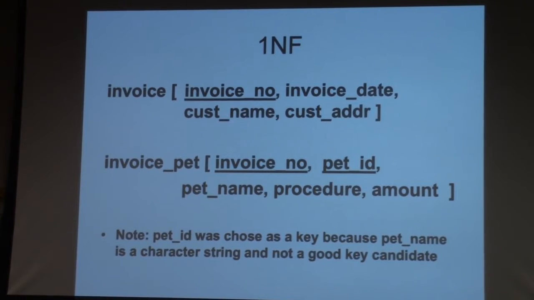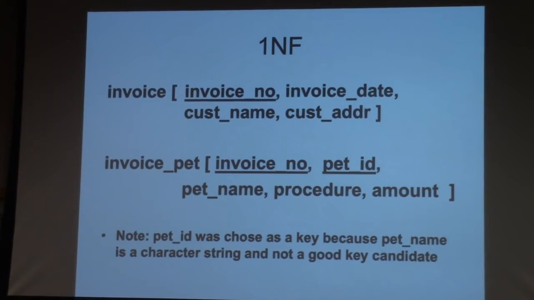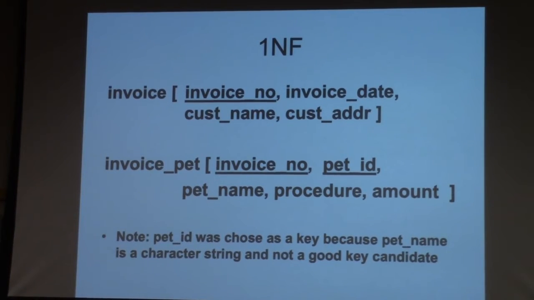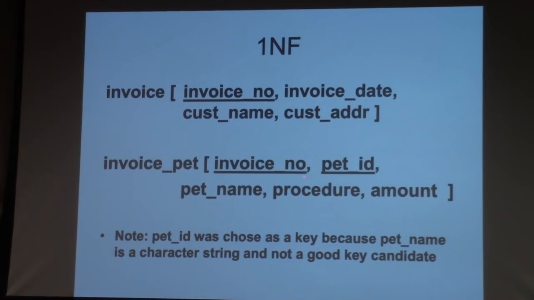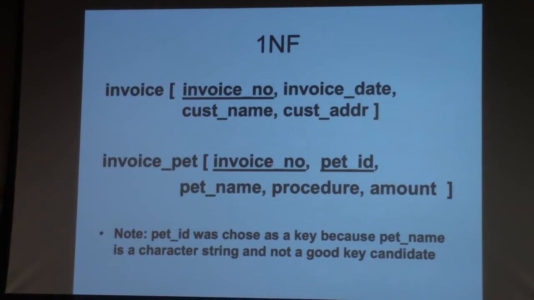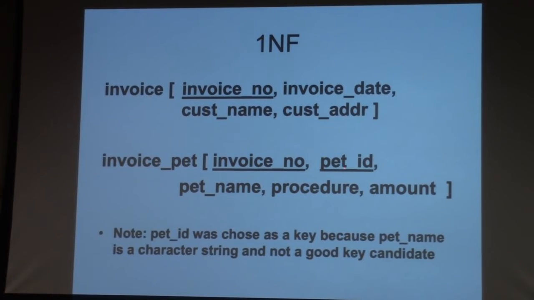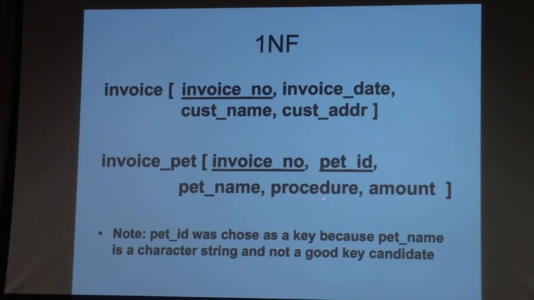What about the second normal form? This one is automatically second normal form. Why? One attribute, primary key. What about this one? We need to check. So it's all connected: a composite primary key. Pet name is determined by pet ID. Procedure is determined by invoice number and pet ID. Right? And then amount will be determined by invoice number, pet ID and the procedure. So this pet information is a part of the invoice underscore pet. Okay, so it's not second normal form.